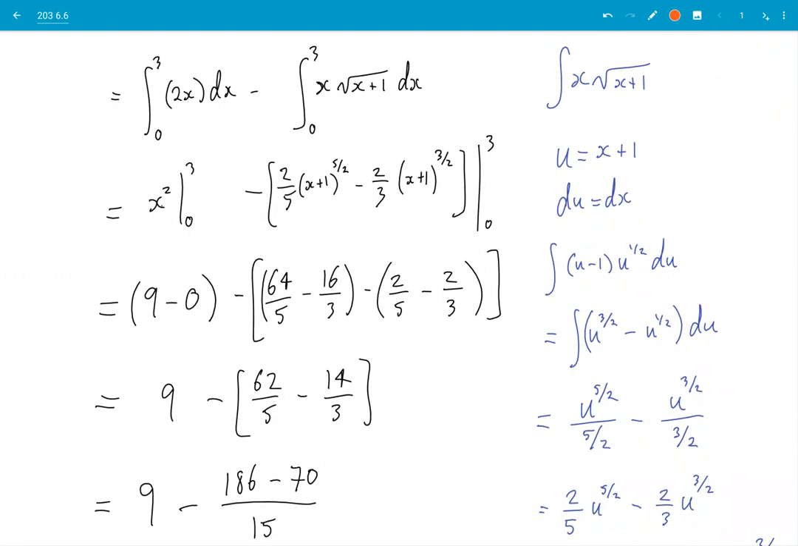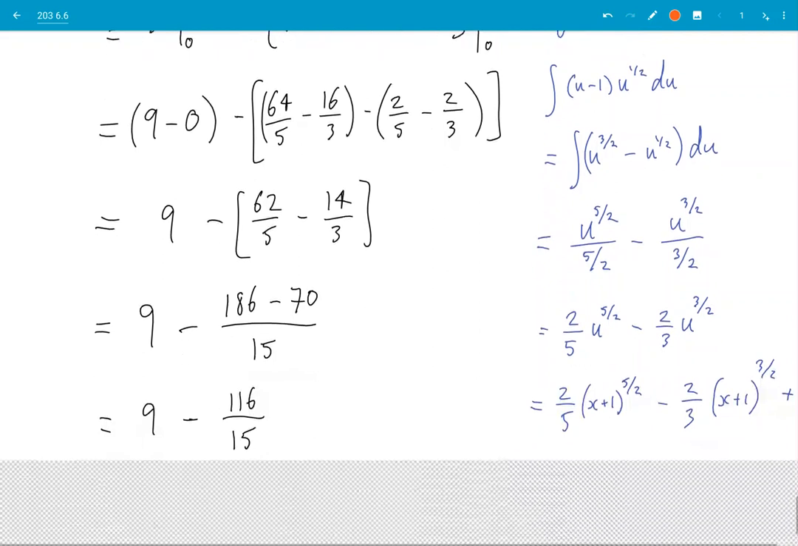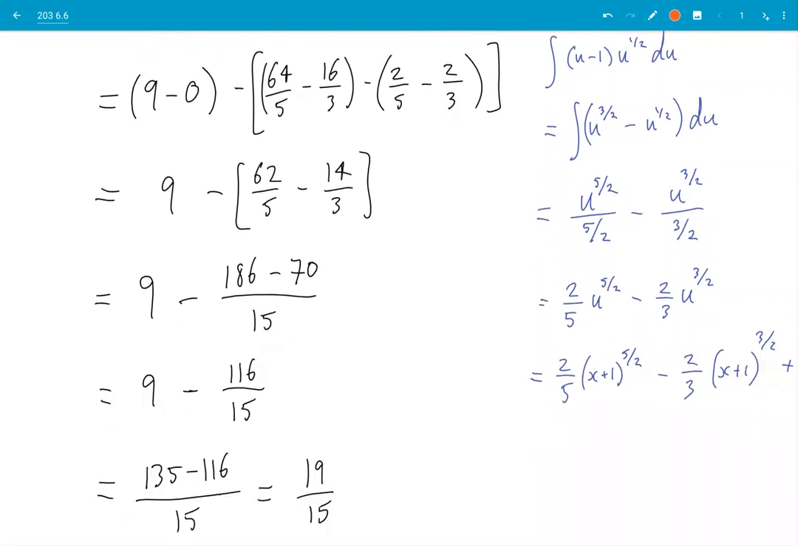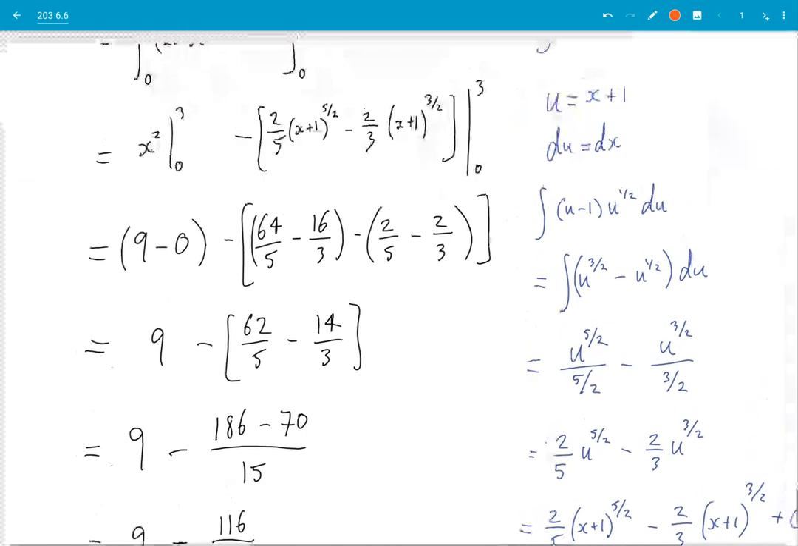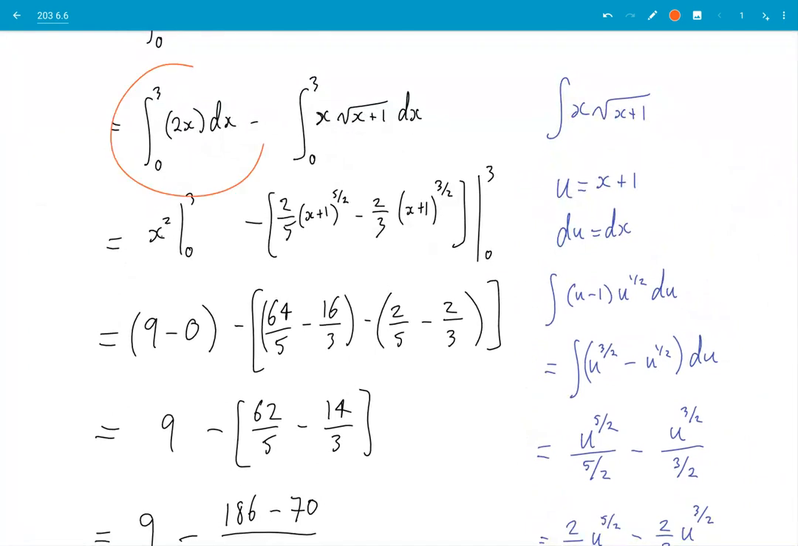Okay, pause and copy all this down. Pause and copy. Okay, then the rest of it is there. So pause and copy, and then I will go through this step by step. So as I said, you break it up into two integrals.